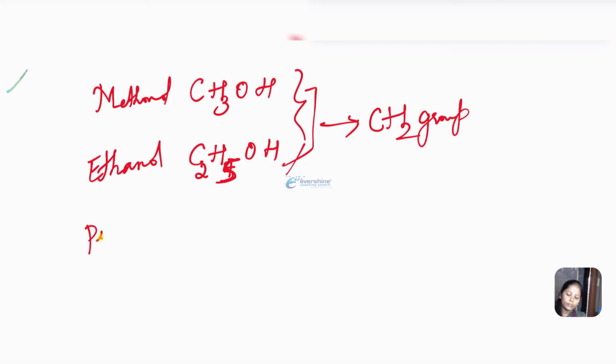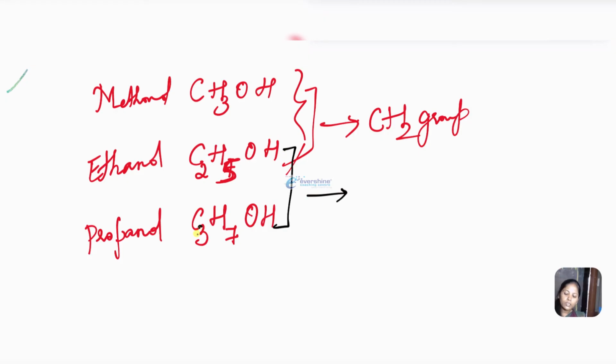Propanol is C3H7OH. So you can see the first one, second one and third one. See the second one and third one. C3 minus C2 is how much? C. H7 minus H5 is how much? H2. They are differing from each other by a CH2 group. Then what is it called?